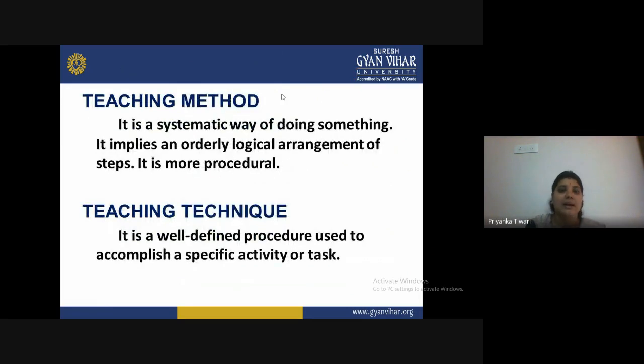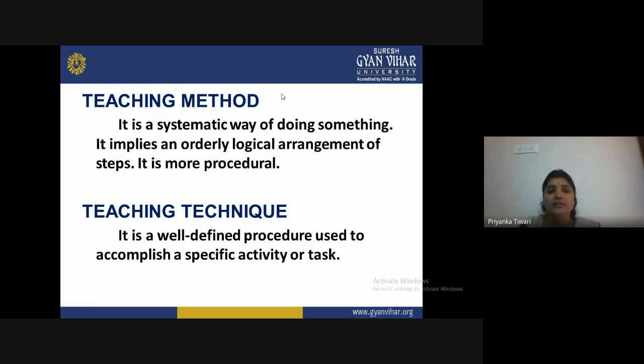Next, teaching method. It is a systematic way of doing something. Method is something systematic. It is a systematic way of doing something. It implies an orderly, logical arrangement of steps. It is more procedural. And teaching technique is a well-defined procedure used to accomplish a specific activity or task.